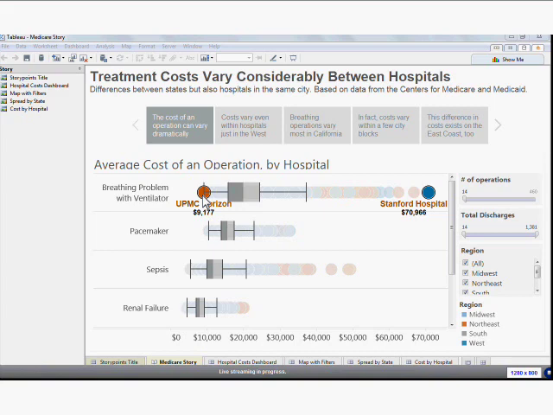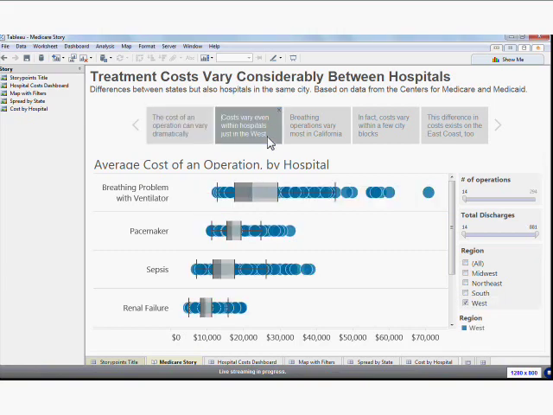So I can look at this and say, well, the cost can vary quite a bit. And I could say, well, maybe this is between different parts of the country. So my next step here is to introduce a filter and say, well, maybe if I only look at, for example, the western part of the country, things don't vary as much, but it turns out they actually still do. So they vary even across hospitals just in the west. And this is one of my insights here.